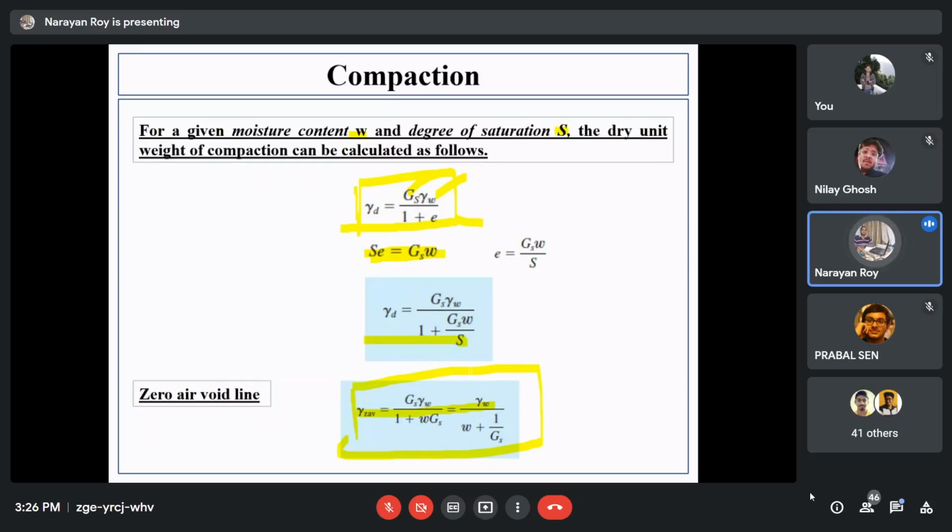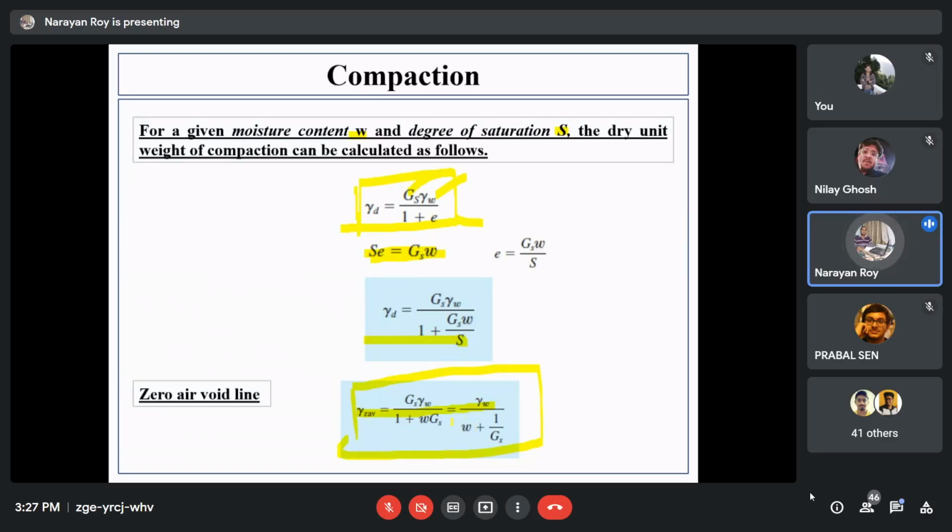What is the definition of the degree of saturation? Volume of water by volume of voids. So if your volume of voids is completely filled with water, then there will be no air void left. That is when your degree of saturation is basically 1. That's why we have put the degree of saturation value as 1 to get this final expression of zero air void density.